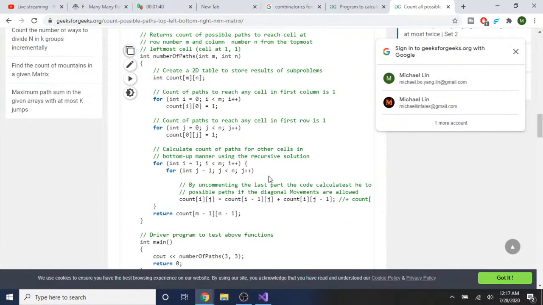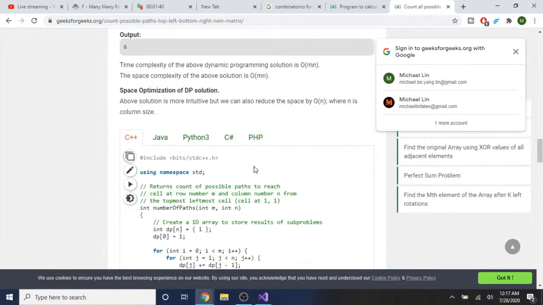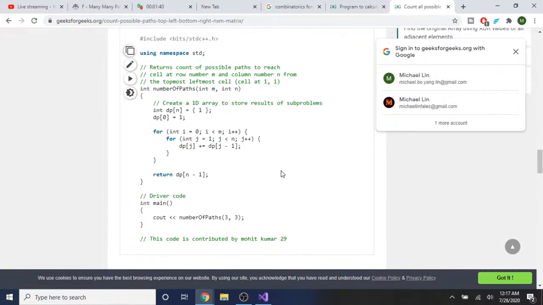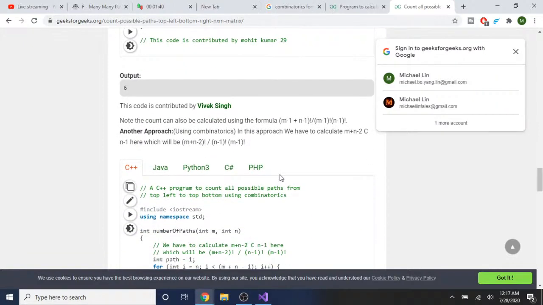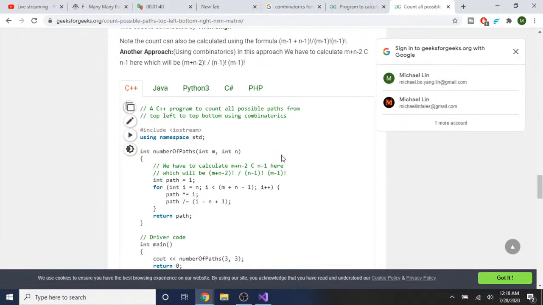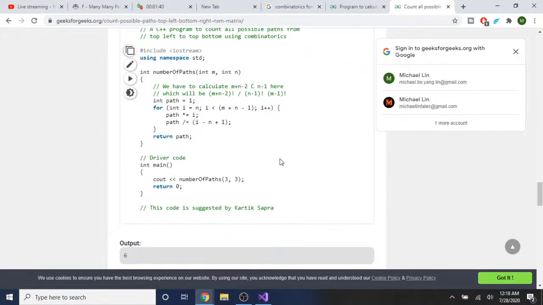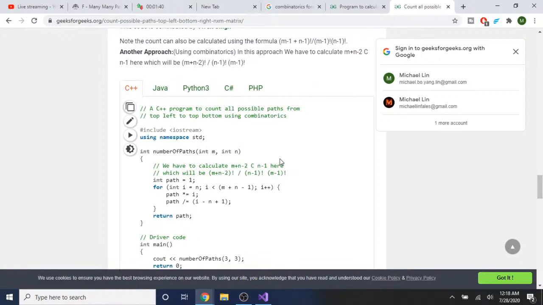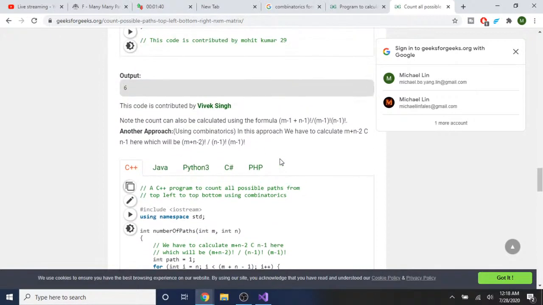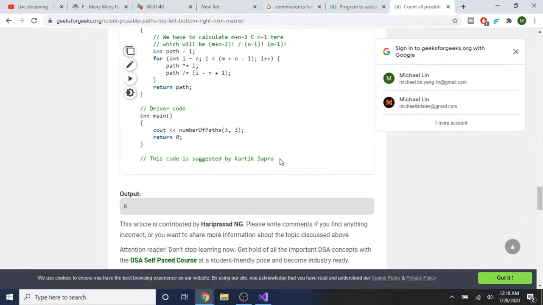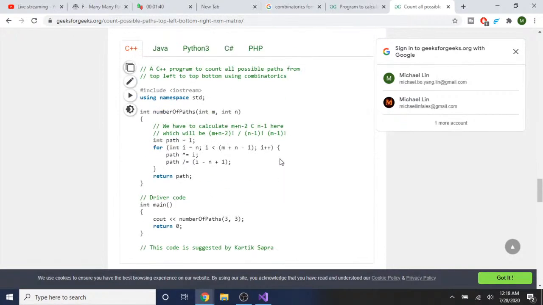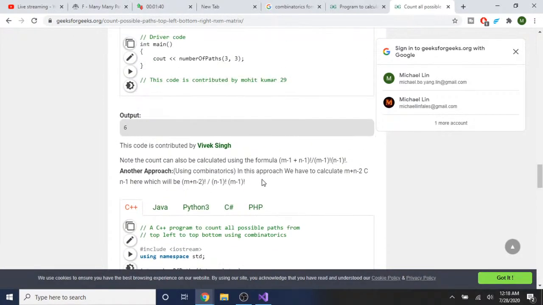It's a DP question. Bottom up using recursive cell. This is insane. Okay, this is where you come from. Okay, n plus n over minus 2. How did he get this, though? Where did this equation come from? Pulled from thin air.